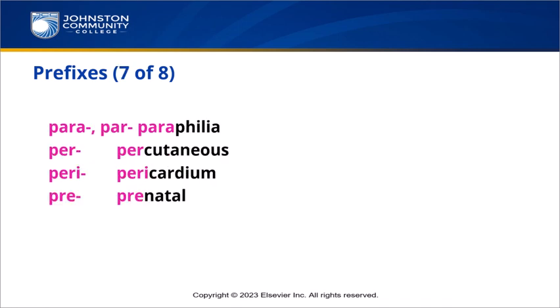Now all of these prefixes look very similar but also have different meanings. So first we have para and par, which both mean abnormal or sometimes near. Then we have paraphilia, which is an abnormal attraction to something. An example would be like pedophilia or dendrophilia. Percutaneous means pertaining to through the skin. Pericardium is the membrane surrounding the heart. Peri means around or surrounding.